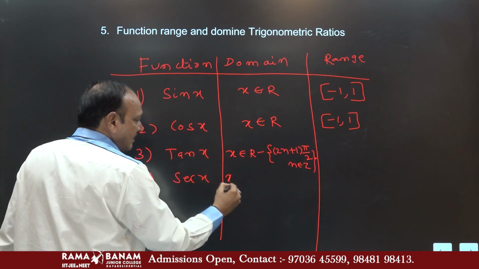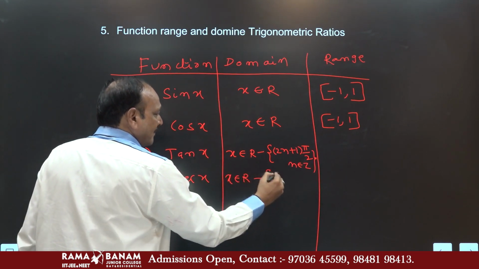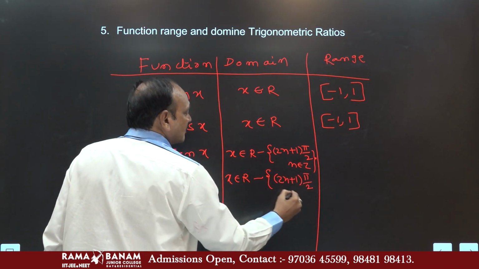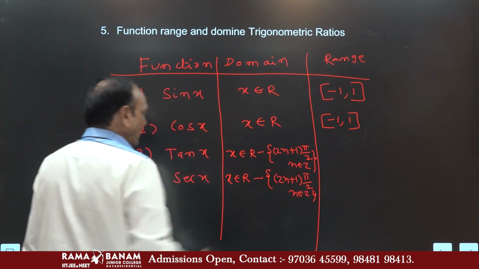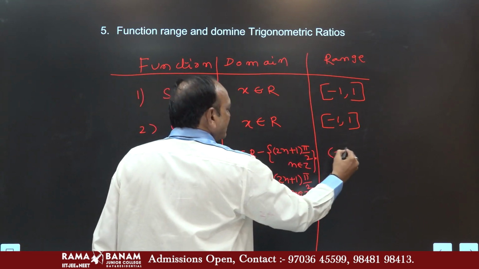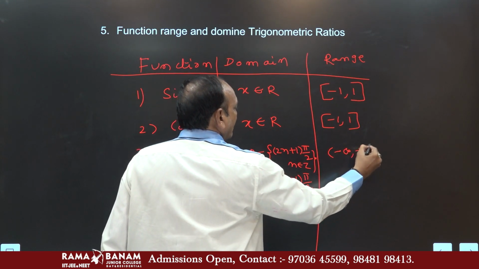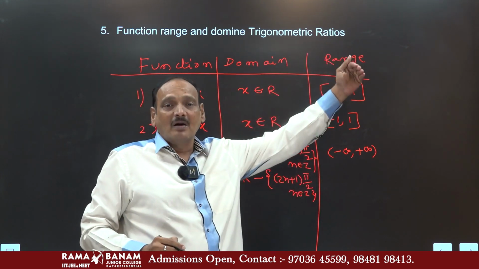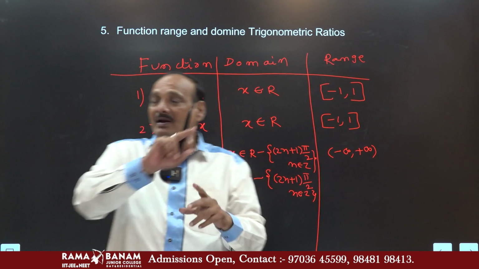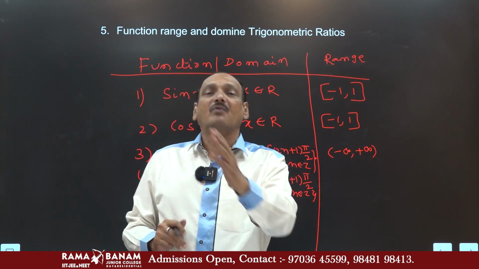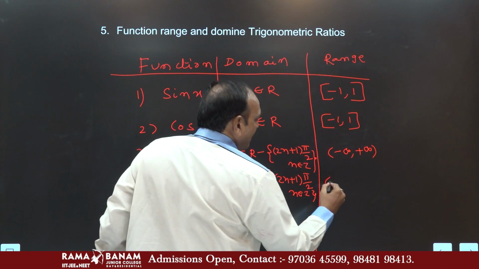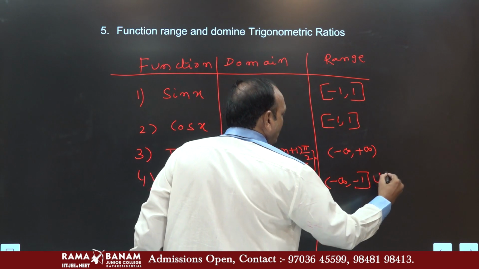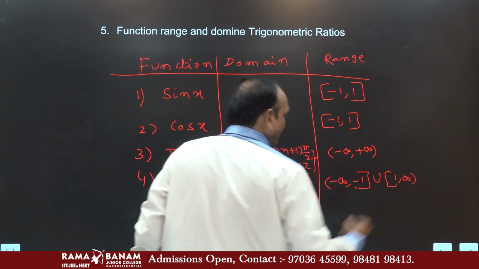Now the same thing, x belongs to R except odd multiples of 90 degrees, because in the identity they should have the common domain. The range of tan x is -infinity to +infinity. The value of secant x, I told you, is greater than or equal to 1 or less than or equal to -1, the value does not lie in between -1 and 1. So we are writing this as -infinity to -1 closed, union of 1 to infinity.